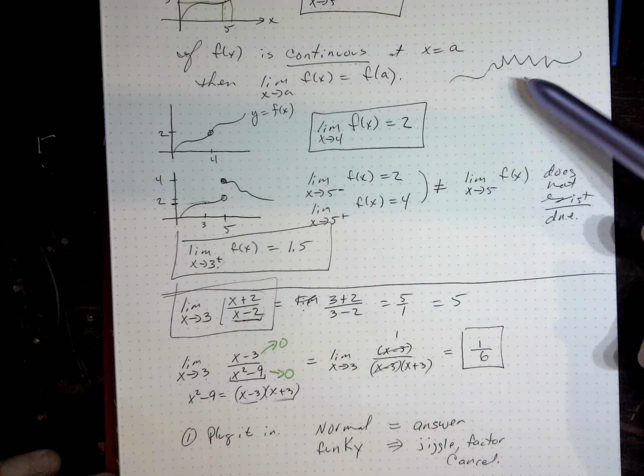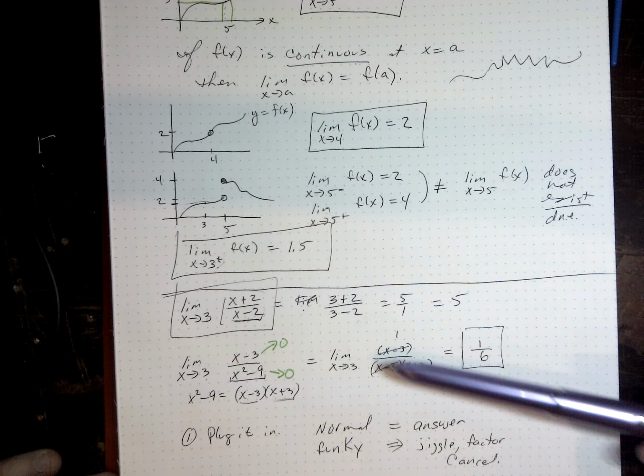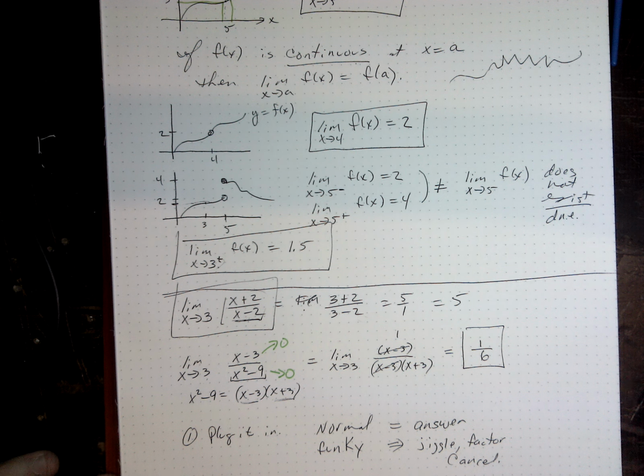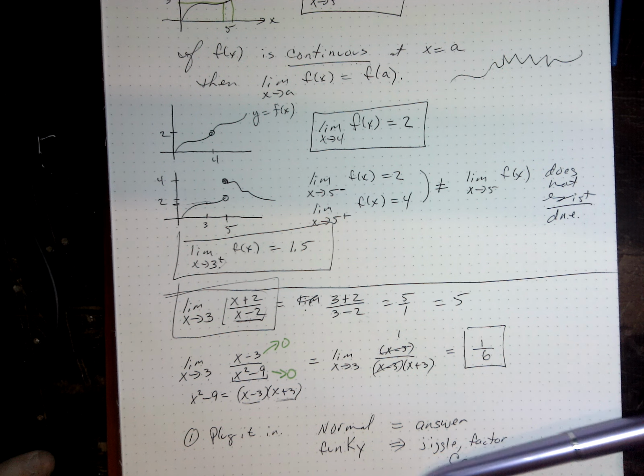So those are the two ways we look at limits. We look at graphs, or we look at the function itself and try to factor it and cancel out what's giving us a 0. Then we'll talk about limits going to infinity on another day.